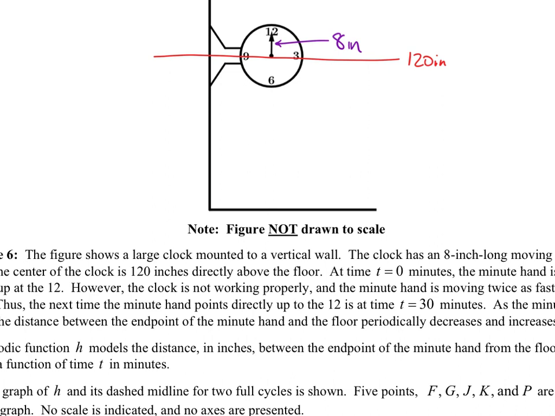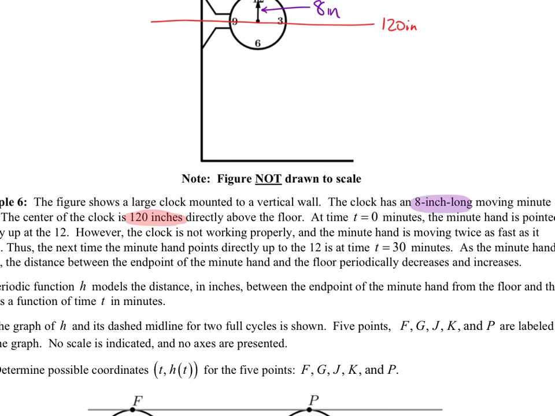Okay, those are important things to find in this problem. We needed to know 8 inches long is the lever that's moving, and the clock itself is 120 inches above the ground. We also need to know the period of this, which means we need to know how long it takes for the minute hand to go from the top down and end up back up at the top. What does this problem say is the period for this function? So when is the first time it goes back to being at the 12? 30 minutes. So my period is going to be 30 minutes. So we'll say period is 30.